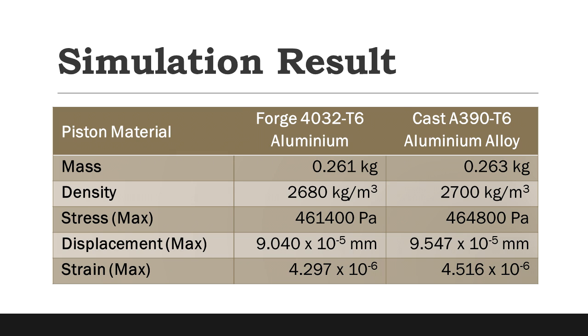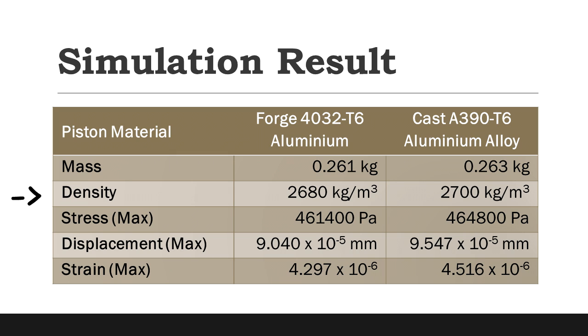One thing to mention is that I put forged in front of 4032 T6 aluminum because normally this type of aluminum alloy is used in the forging manufacturing method, and the A390 T6 is usually used in casting. So I put forged and cast with these two materials. Now let's read this table, starting with the mass. The mass of these two aluminums is almost the same, and so is their density.